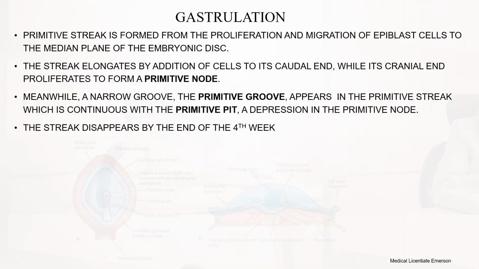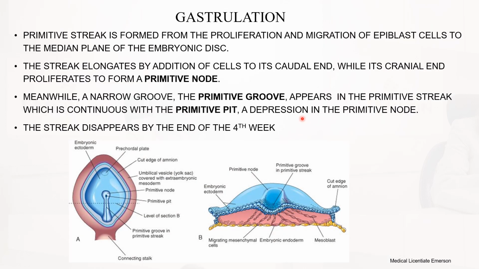So let's go. Gastrulation, remember we said the primitive streak is formed from the proliferation and migration of the epiblast cells to the median plane of the embryonic disc. That's what actually forms the primitive streak: the proliferation and migration of the epiblast cells to the median plane.